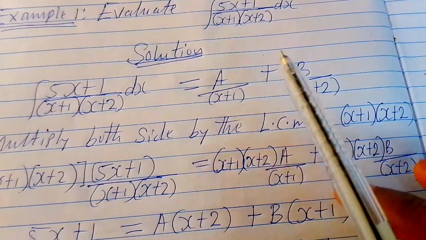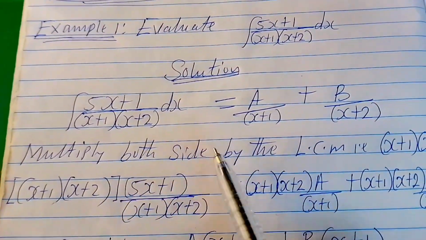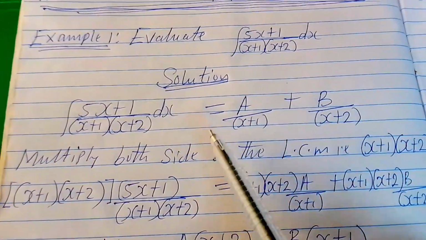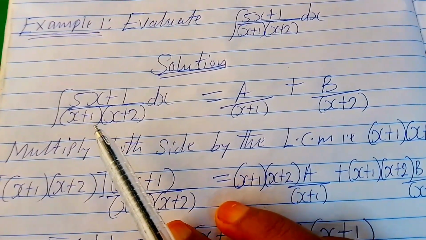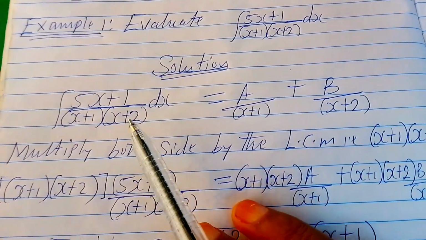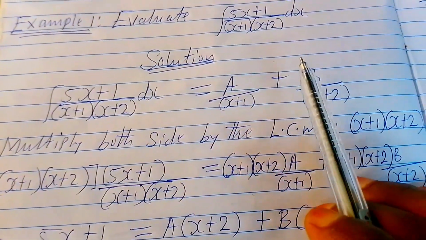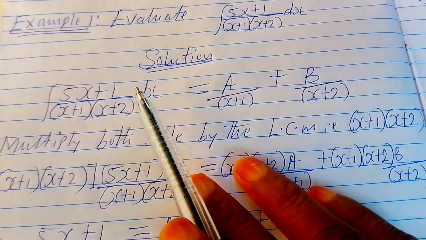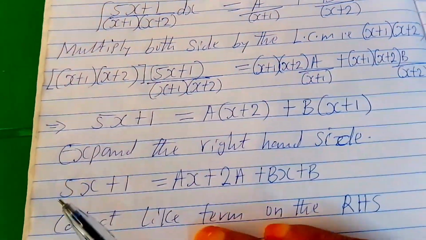Now after separating it in this form, what you are going to do next is to multiply both sides by the LCM. The LCM of this expression is (x + 1)(x + 2). So we are going to multiply the LCM to both sides of the expression that we have already gotten, the left hand side and the right hand side. Now let's look at how to do it.